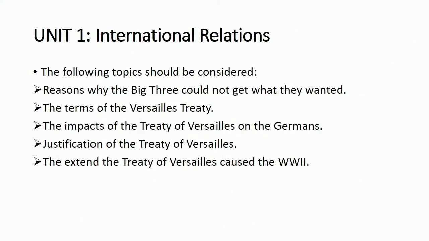Now, as I have said, the Big 3 in the conference, at the end, came up with an agreement. They signed an agreement that we call the Treaty of Versailles. So what were the terms now? What is it that they agreed to? So you will be able to know all the terms, what they signed, what they agreed to at the Paris Peace Conference.